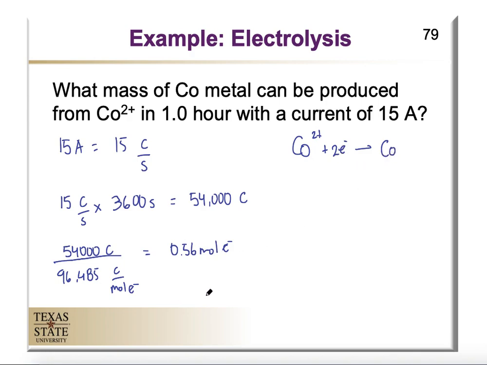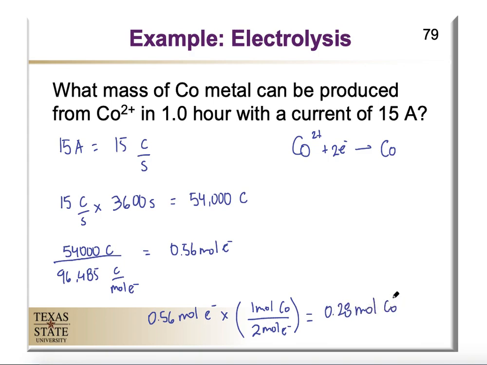And so I can use that as a conversion. So I'm going to take my 0.56 moles of electrons, and I'm going to do a ratio here that says that for every 2 moles of electrons, which is going to be on the bottom to cancel away, 2 moles of electrons is going to be converted into 1 mole of cobalt. Cool. And from there, now we can go ahead and find the moles of cobalt, and that is 0.28 moles.